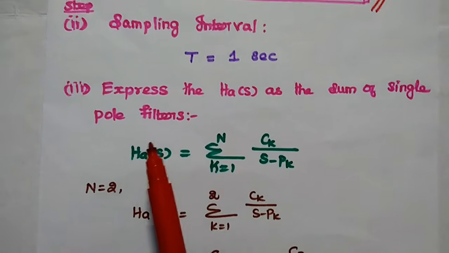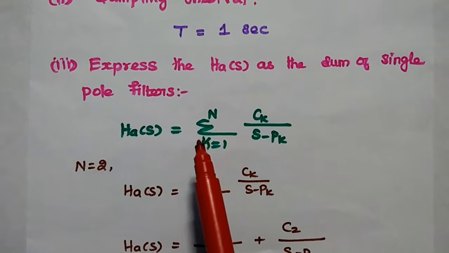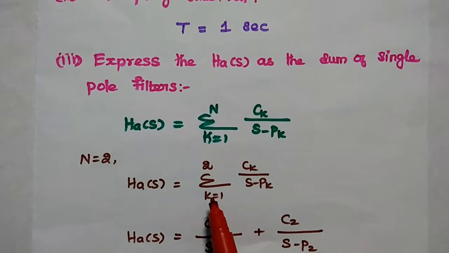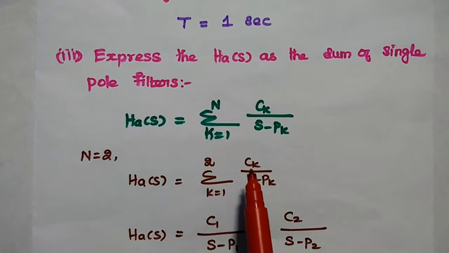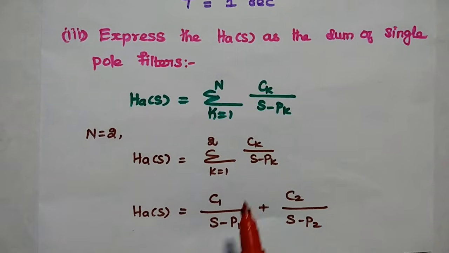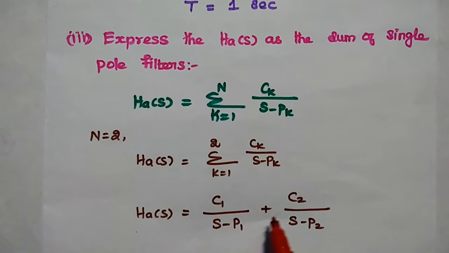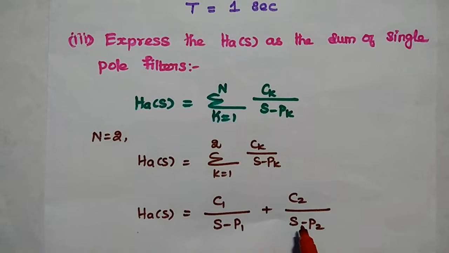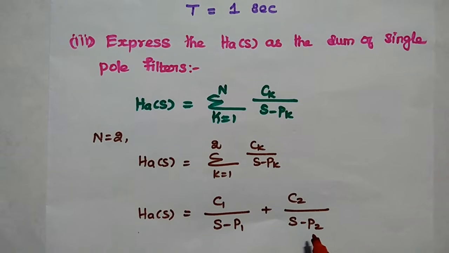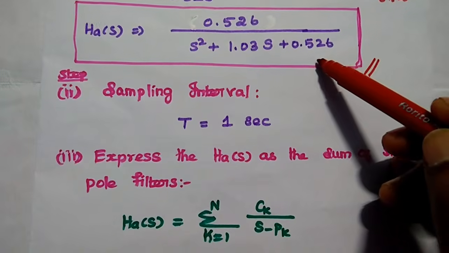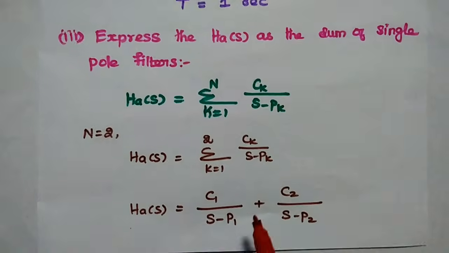Here the n value is 2. So we can write this expression as summation k is equal to 1 to 2 Ck by s minus Pk. That can be written as C1 divided by s minus P1 plus C2 divided by s minus P2. So this is the format. We are going to express this term like this.